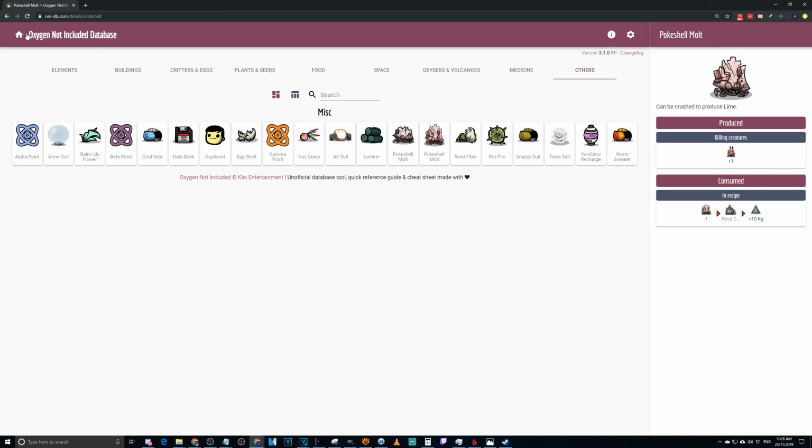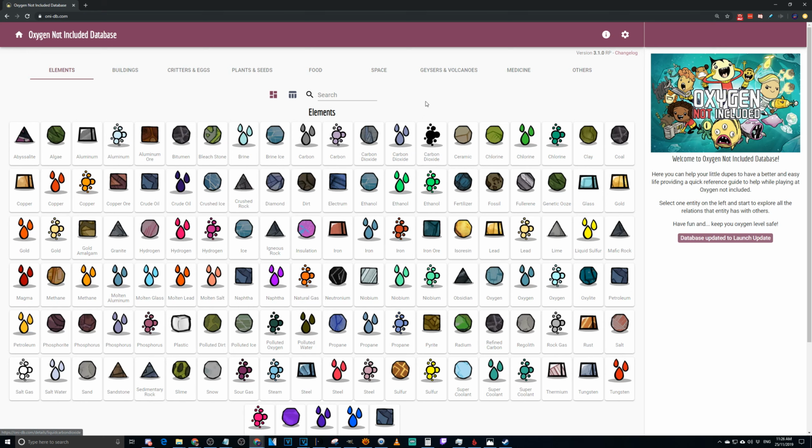So yeah, the Oxygen Not Included database is a tool I have been using for, I would guess, years. I've been using it for a very, very long time. It is very effective at looking up details and stats on things in a hurry, without booting up the game. Or even, if you're curious, if you wanted to melt rust.